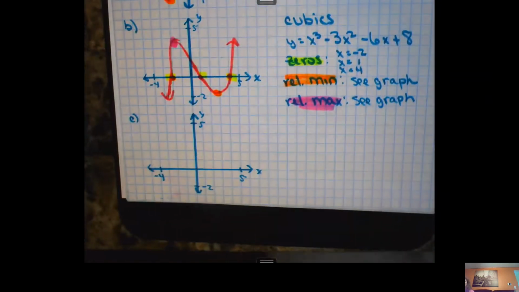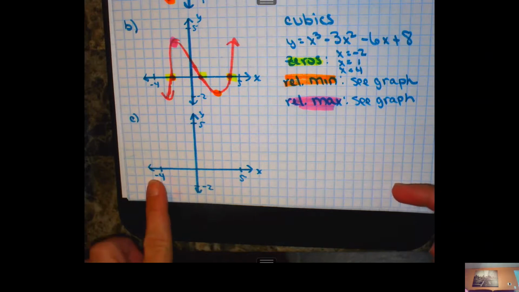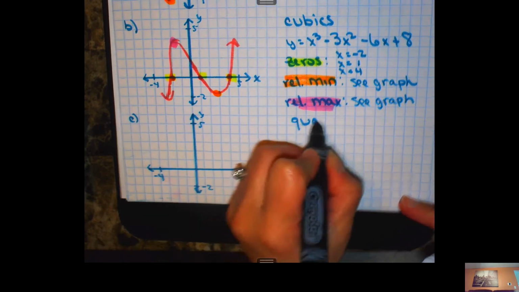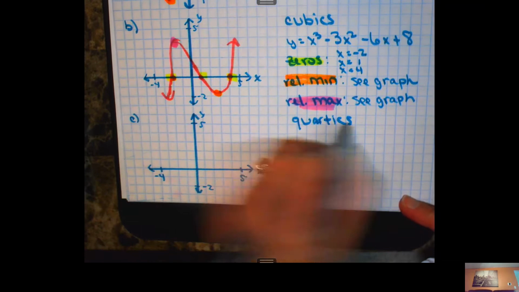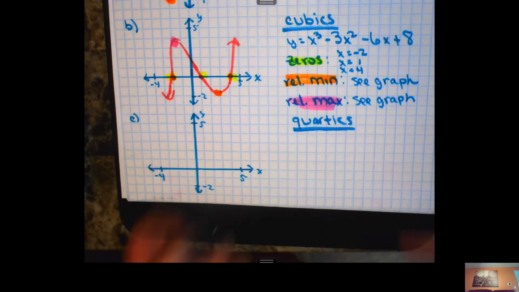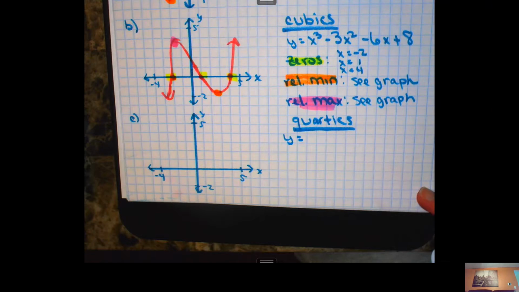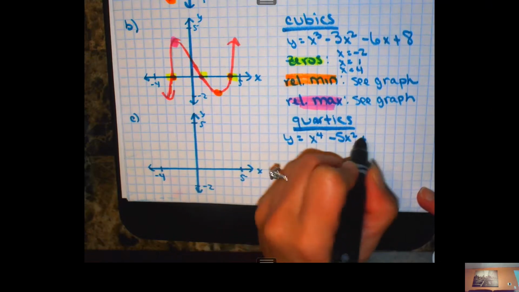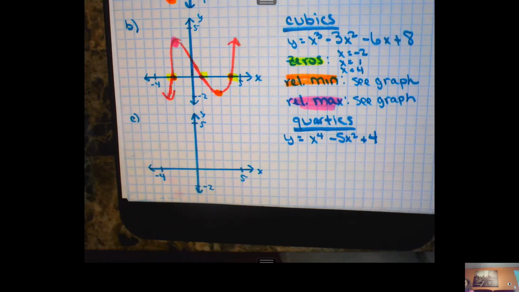The last one, we're going to do quartics, which is powers of 4. So if you can go ahead and make that graph, we have an x-axis going from -4 to 5 and a y-axis going from -2 to 5. You can pause the video if you need to. So for quartics, I'll underline these. That's powers of 4. So here's an equation that it could look like. Y equals x to the 4th minus 5x squared plus 4. Kind of neat what this one looks like.